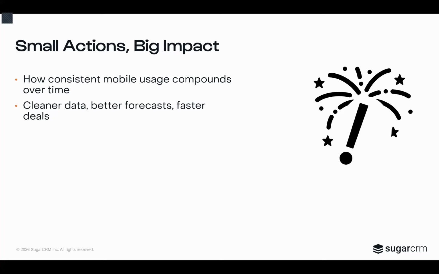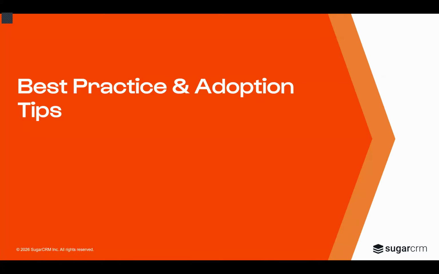And those small actions are the actions that you can do, for example, in Sugar Mobile. So it's going to affect how consistent mobile usage compounds over time. The more people putting stuff into the system, the more things you'll be able to predict for the future. Cleaner data means better forecasts and faster deals within the system. Okay, so just some best practices and some adoption.